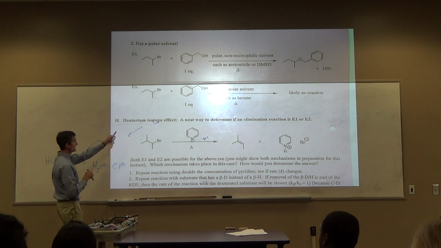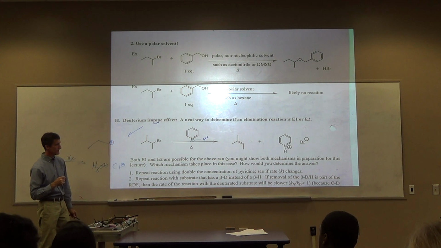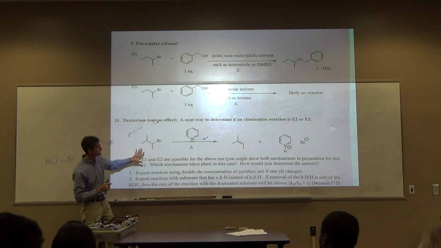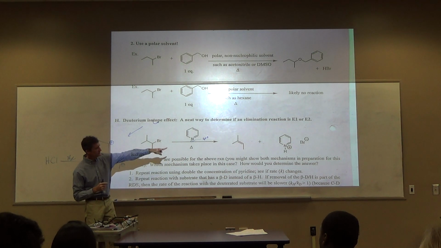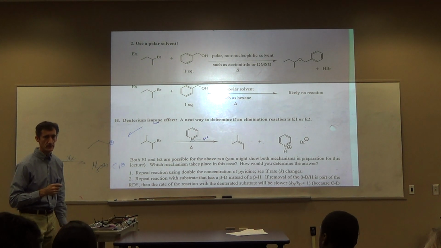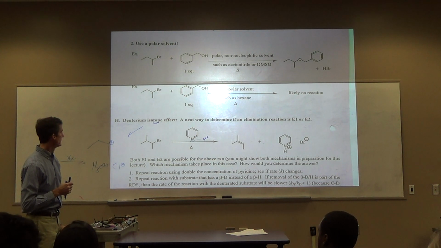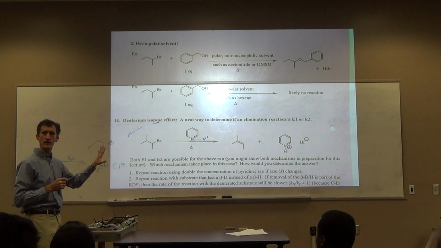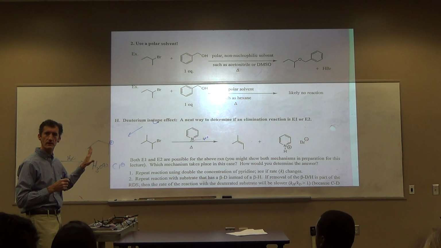Yeah, that's good. Deuterium isotope effect. Can we tell the answer from anything else? Stereochemistry. Am I showing a Zaitsev or Hofmann product? Showing a Zaitsev product. What if I showed a Hofmann product? What would the mechanism be? E2.